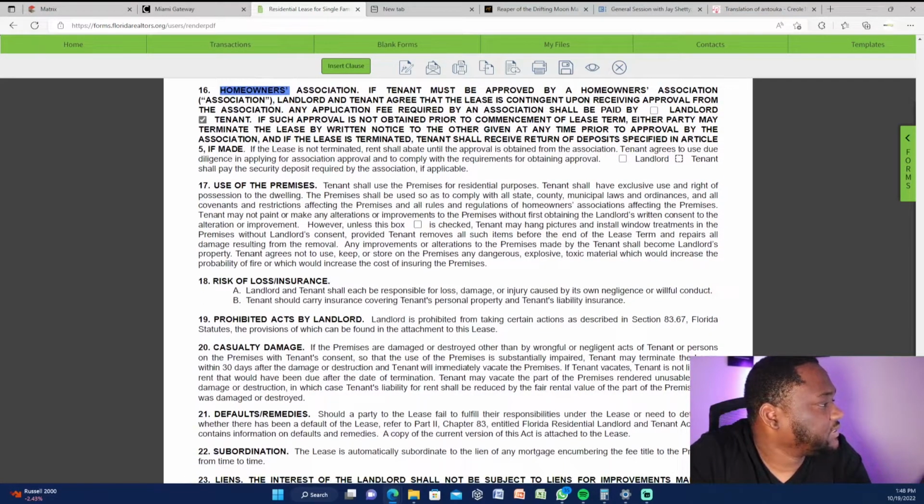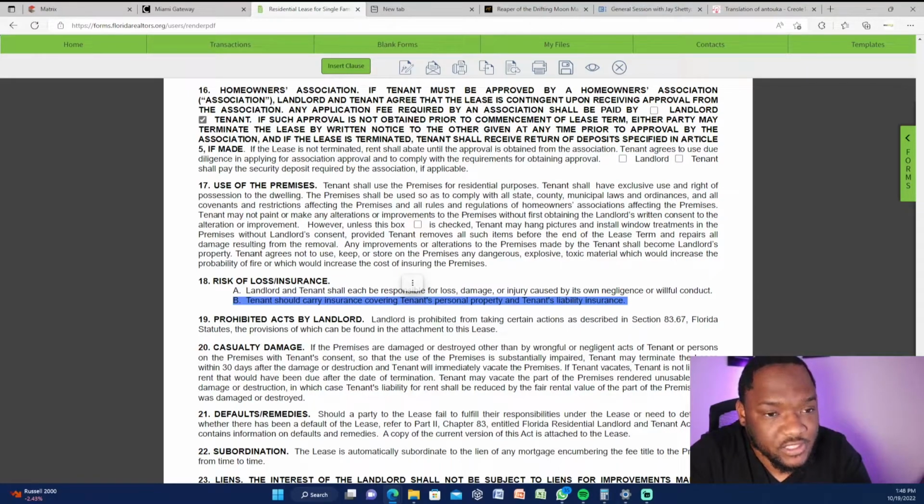Use of the premises, unless this box is checked, this is what you want to know. The tenant may hang pictures and make themselves comfortable at home. This is what that means. Risk of loss insurance. This section just tells you that the tenant should carry insurance for the property for personal and liability coverage in case something happens.